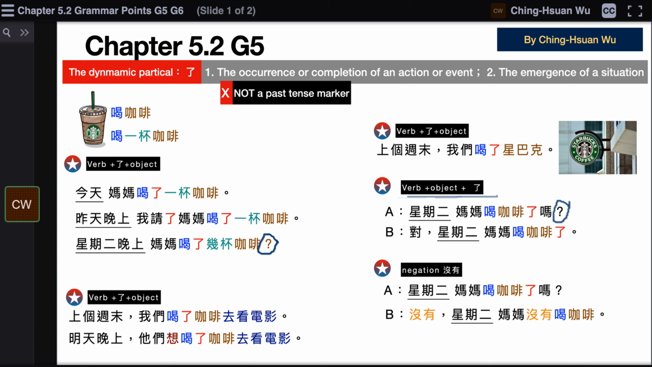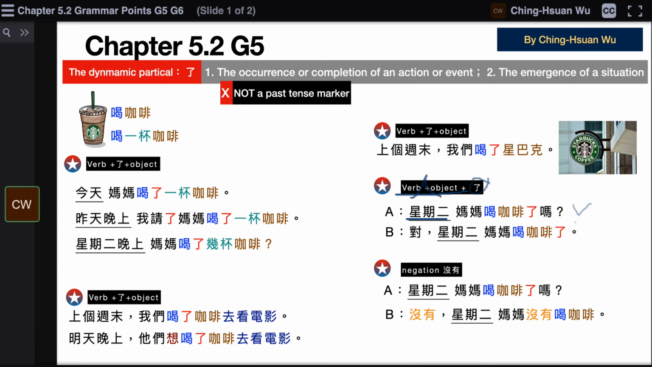Here we have a question, but this one is not a yes or no question. In this question, we are asking how many cups, and a measure word is involved. In this case, it is a yes or no question. Did she or did she not drink coffee? In this case, there's no measure word involved, and it is a yes or no question. In this case, 了 again is moved from between verb and object to the end of the verb and object.